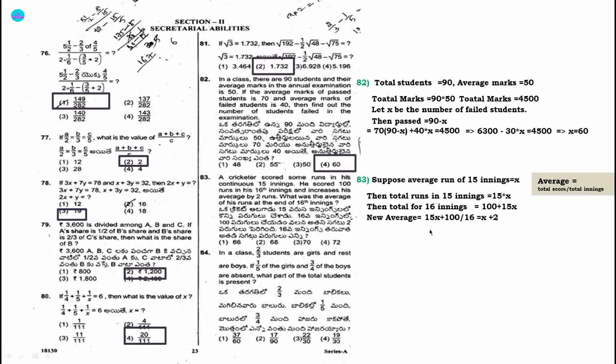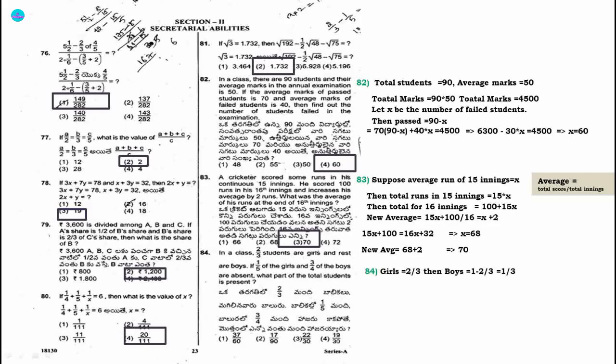Now what will be the new average? 15x plus 100 by, in how many innings? 16, is equal to the old average plus 2, since his average increases by 2 runs. So if we solve this, 15x plus 100 equals 16x plus 32. So from that we get x as 68. So what will be the new average? This is the previous average. It increased by 2 runs, yes or no? So 68 plus 2, that is 70. Answer is 70.